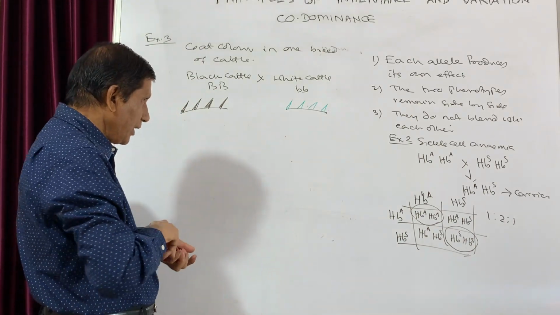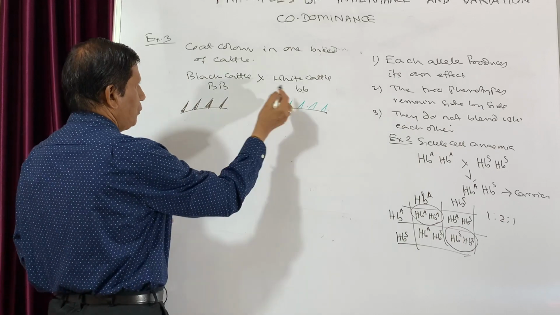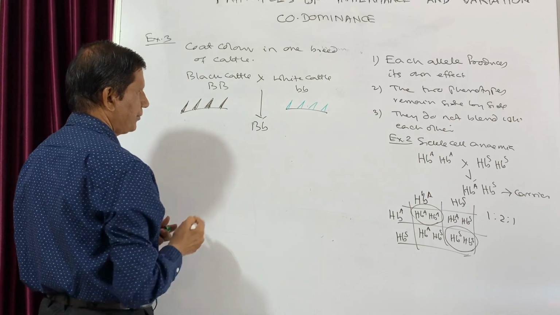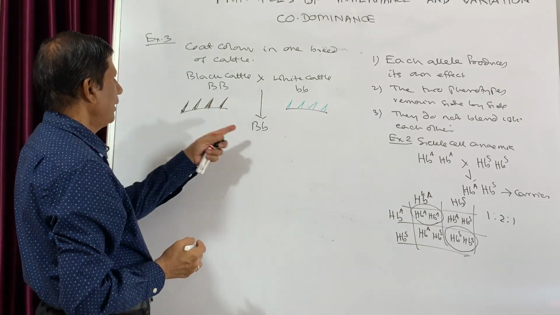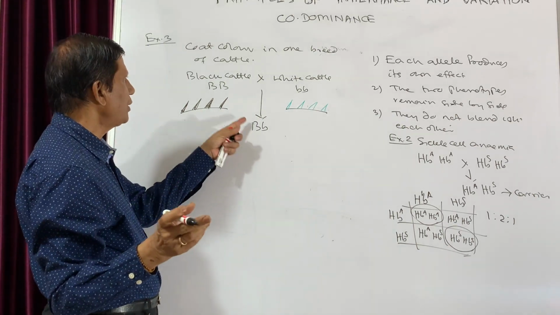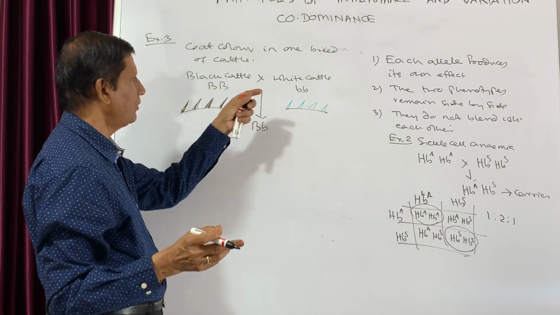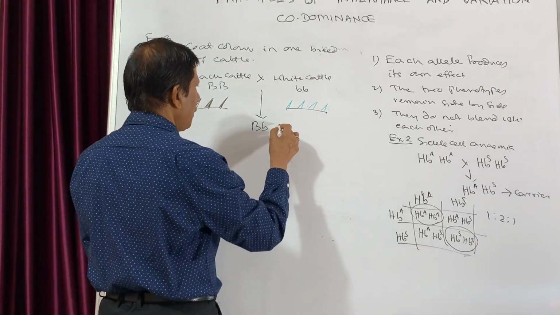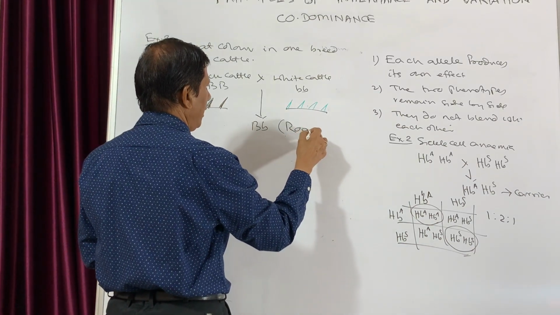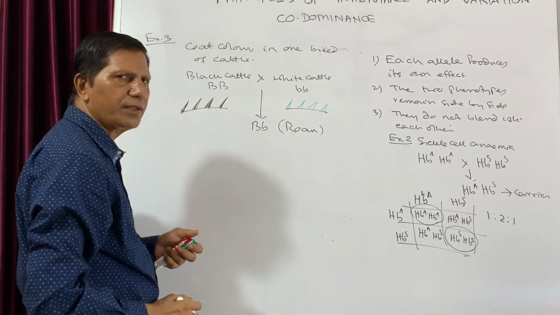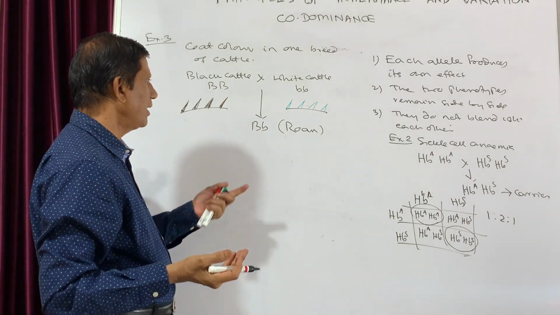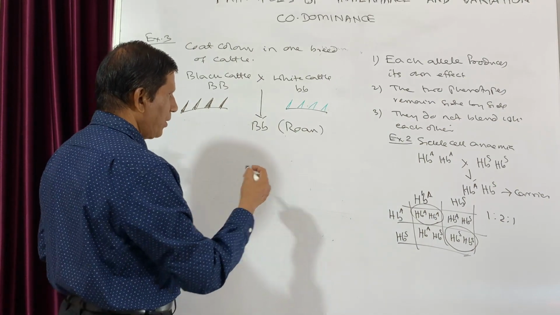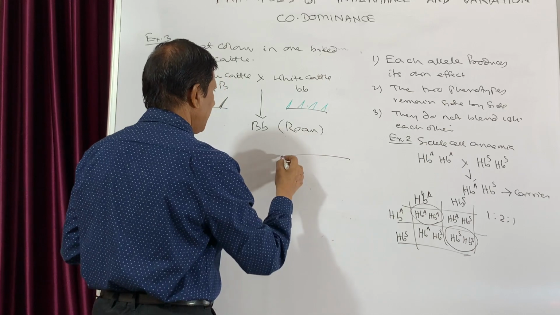Now when the cross is made between two such cattle, then the F1 hybrid will be capital B, small b. If it would have been a Mendelian cross, it should have been black because capital B would have been dominant. But here in case of codominance, this is Roan color. That means a different color. And what will the hairs be? The hairs will be intermixed.